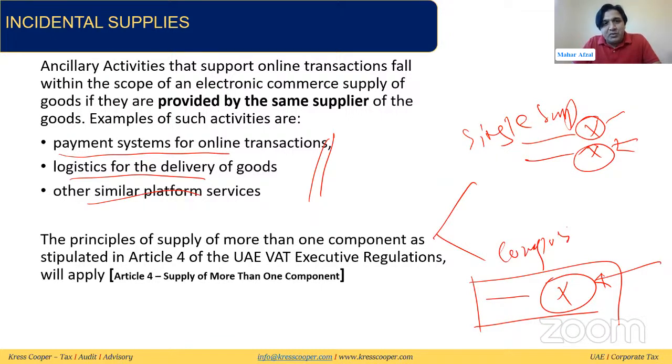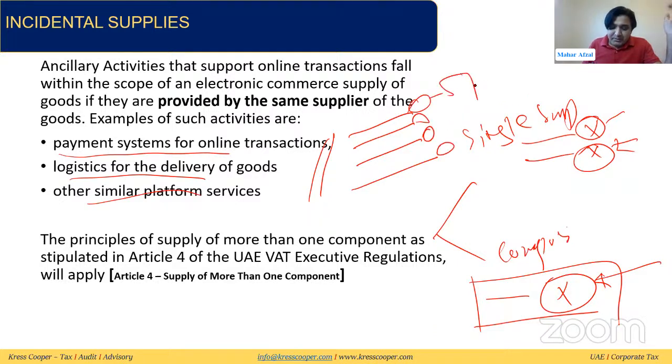Basically, if these incidental supplies are being supplied by the same supplier and they are not showing as a separate line item on the invoice, then the taxation will be based upon the principal component of the composite supply. But if they are showing separately, goods separate, payment system separate, logistics separate, other similar platforms separate, then we need to identify the applicable provisions of the VAT law for each component.